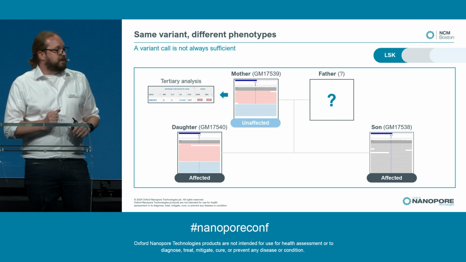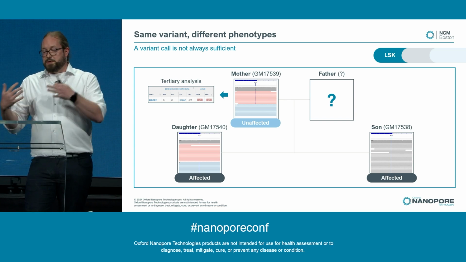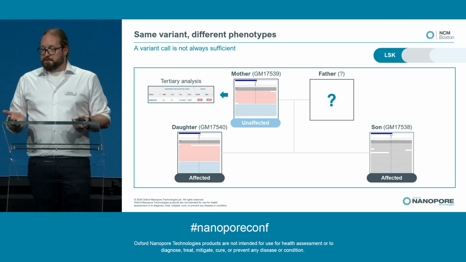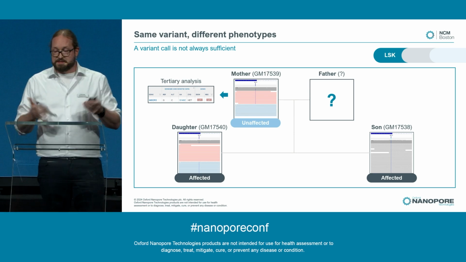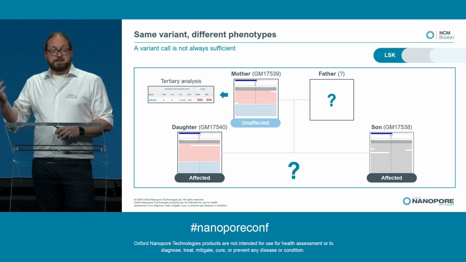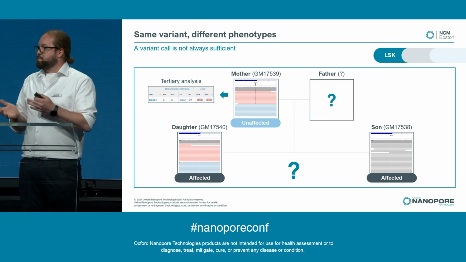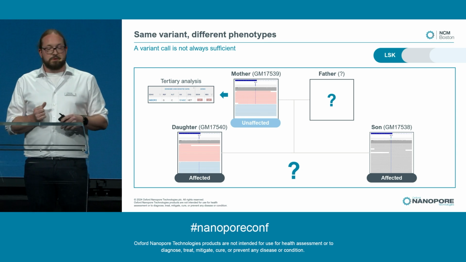It's annotated with tertiary analysis. All three have the same pathogenic variant, but only the children are affected and the mother isn't. So the question is, what is happening here? How does that work? The first thing we wanted to look at was whether there are any expression differences between the haplotypes in these three samples.